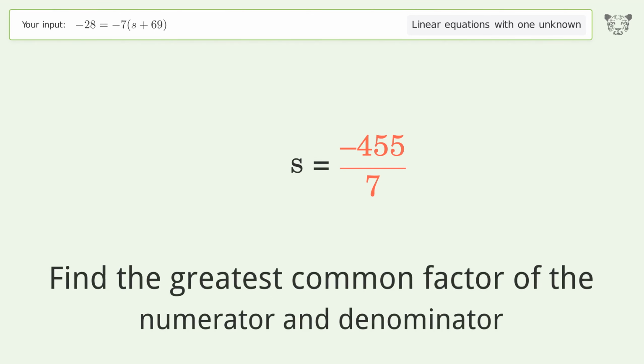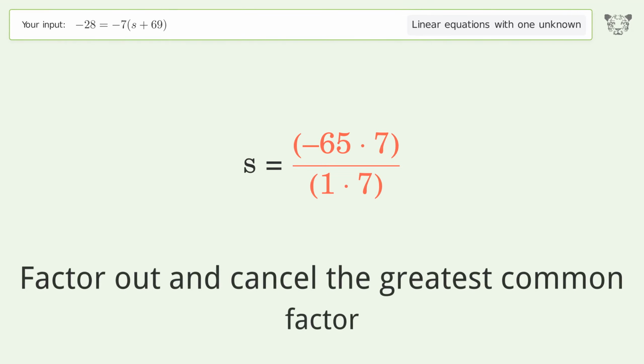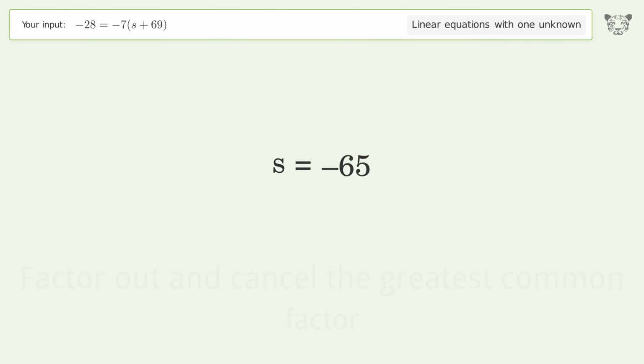Find the greatest common factor of the numerator and denominator. Factor out and cancel the greatest common factor. And so the final result is s equals -65.